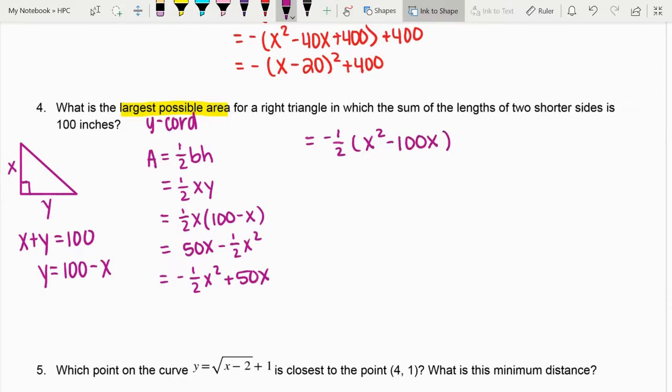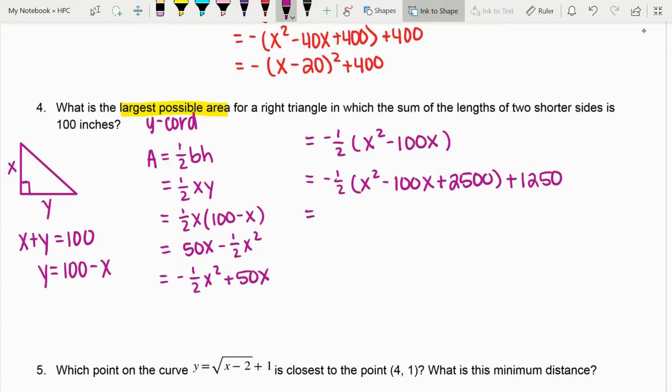Okay, now let's go ahead and complete the square. So negative 1/2, and I have x squared minus 100x. If I divide negative 100 by 2, I get negative 50, and if I square that, I get positive 2,500. Now I need to make sure that I cancel that out by doing the same thing to the outside. So if I distribute that negative 1/2, I would end up with negative 1,250. So I'm just going to add that on the outside so that it cancels out.